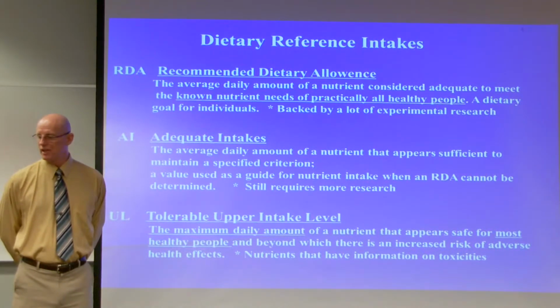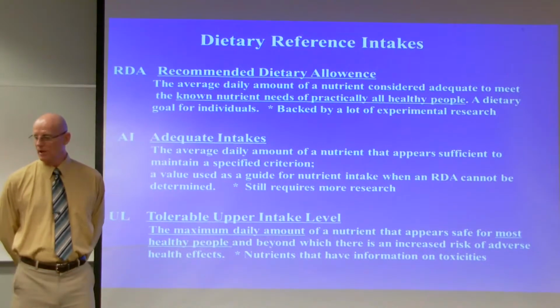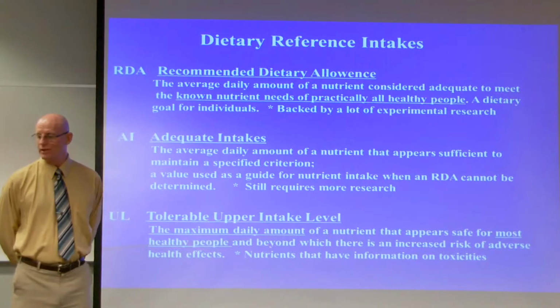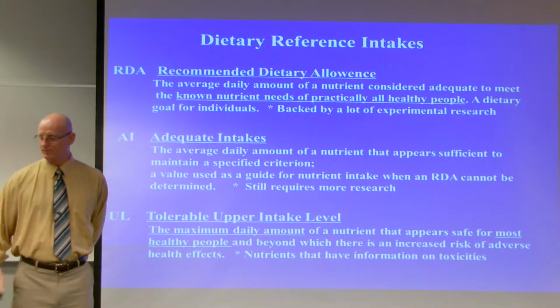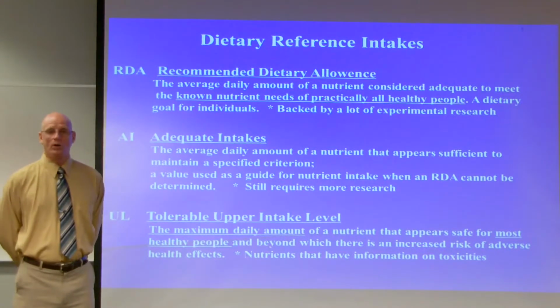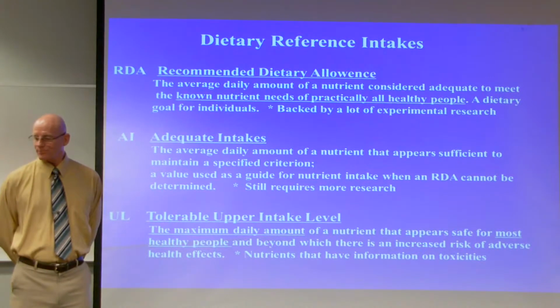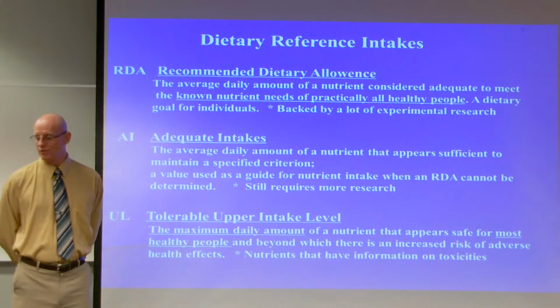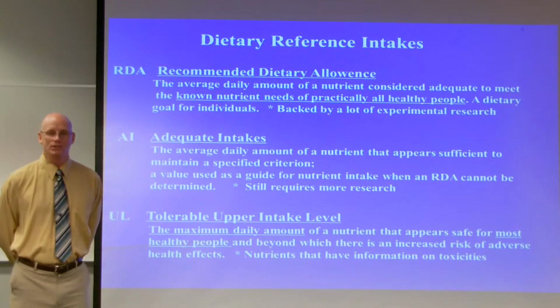Adequate intakes are the average daily amount of a nutrient that appears sufficient to maintain a specified criterion. It is a value used as a guide for nutrient intake when an RDA cannot be determined. This still requires more research. The tolerable upper level intake, or upper intake level, the UL, is the maximum daily amount of a nutrient that appears safe for most healthy people, and beyond which there is an increased risk of adverse health effects. These are nutrients that have information on toxicities.